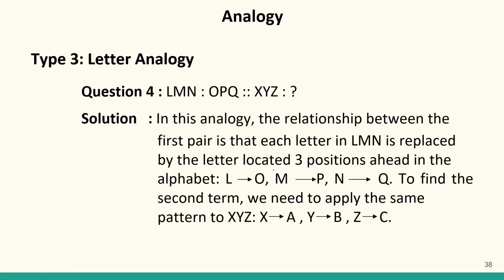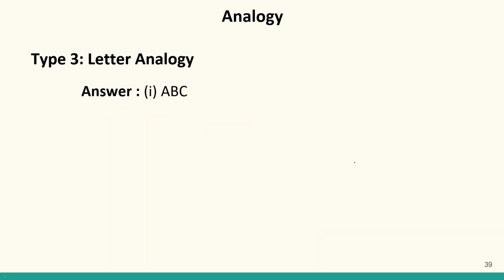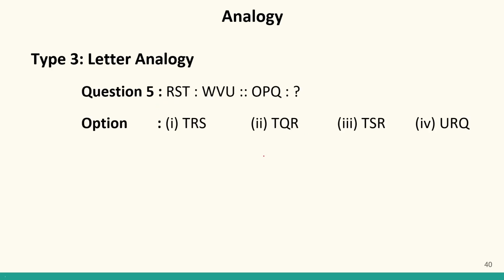So here you can see very clearly that we are moving 3 positions forward. And we use the concept of forward ranking as well as of looping. So answer number 1, ABC is the correct option. Then let us look at this question. RST, WVU and OPQ. So from RST, we are moving WVU.